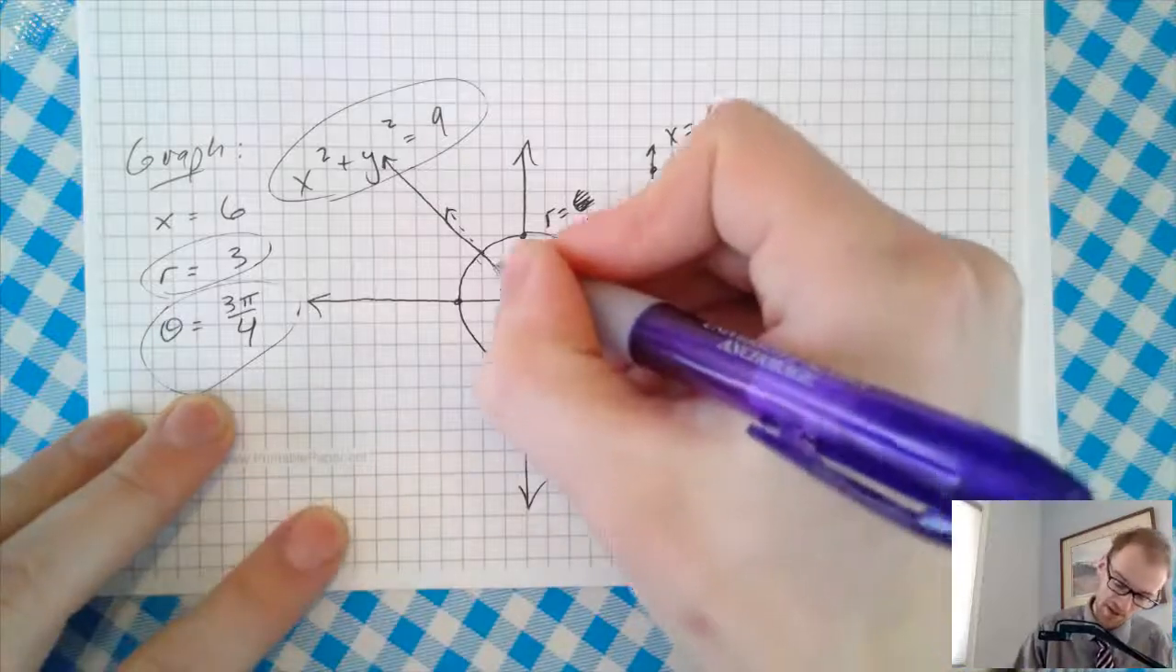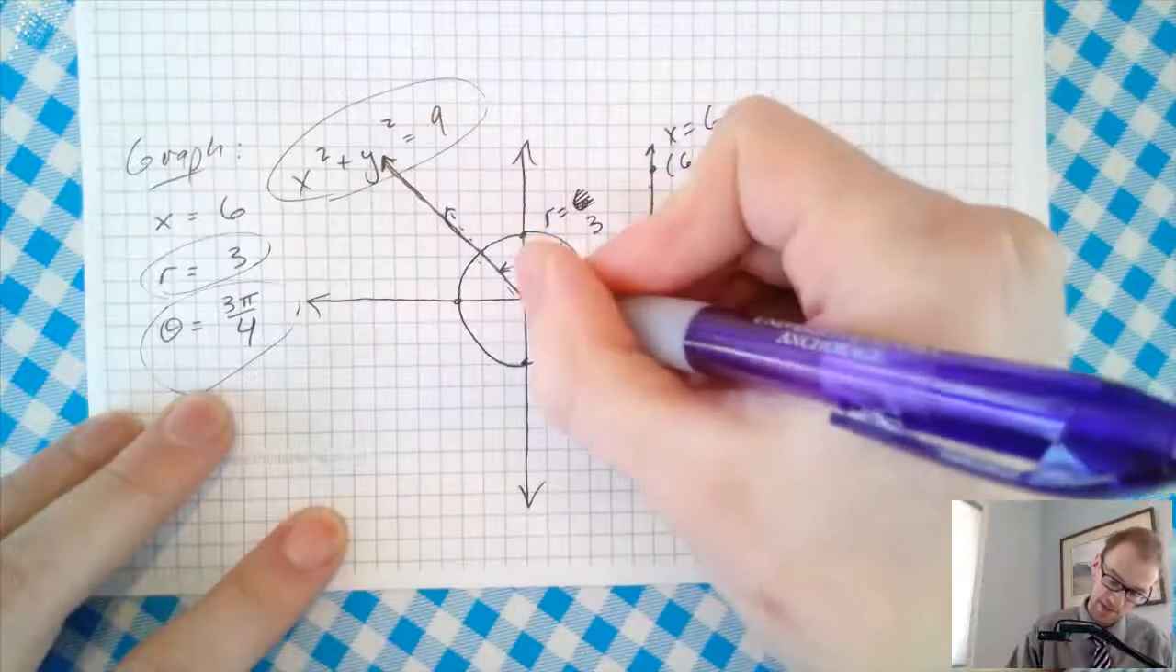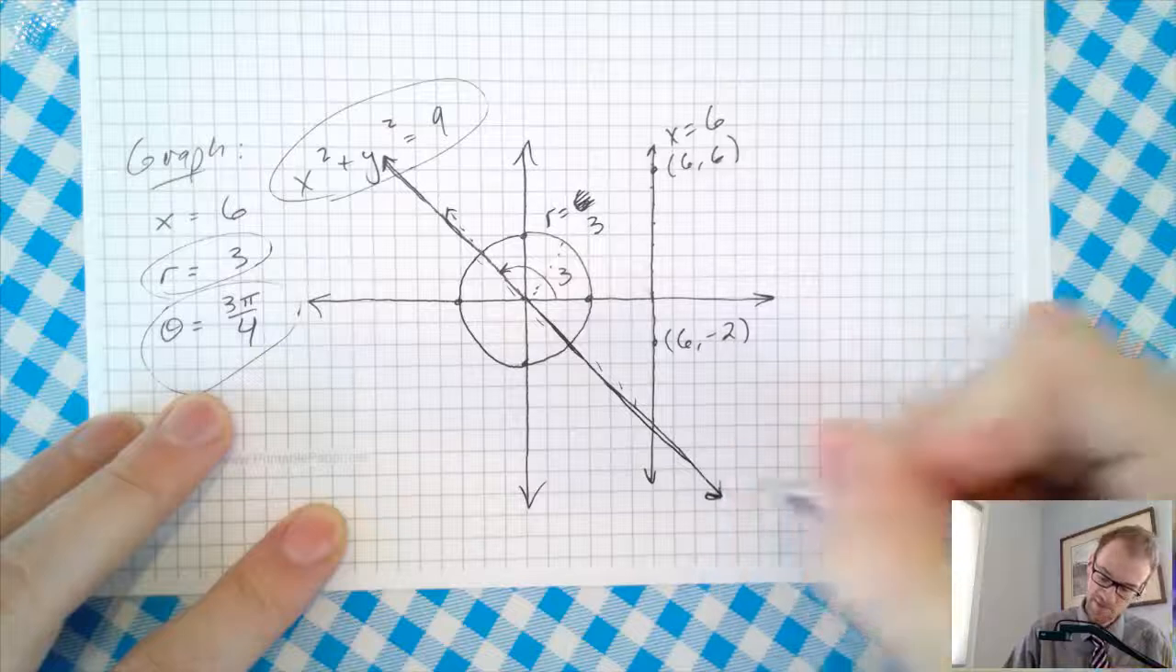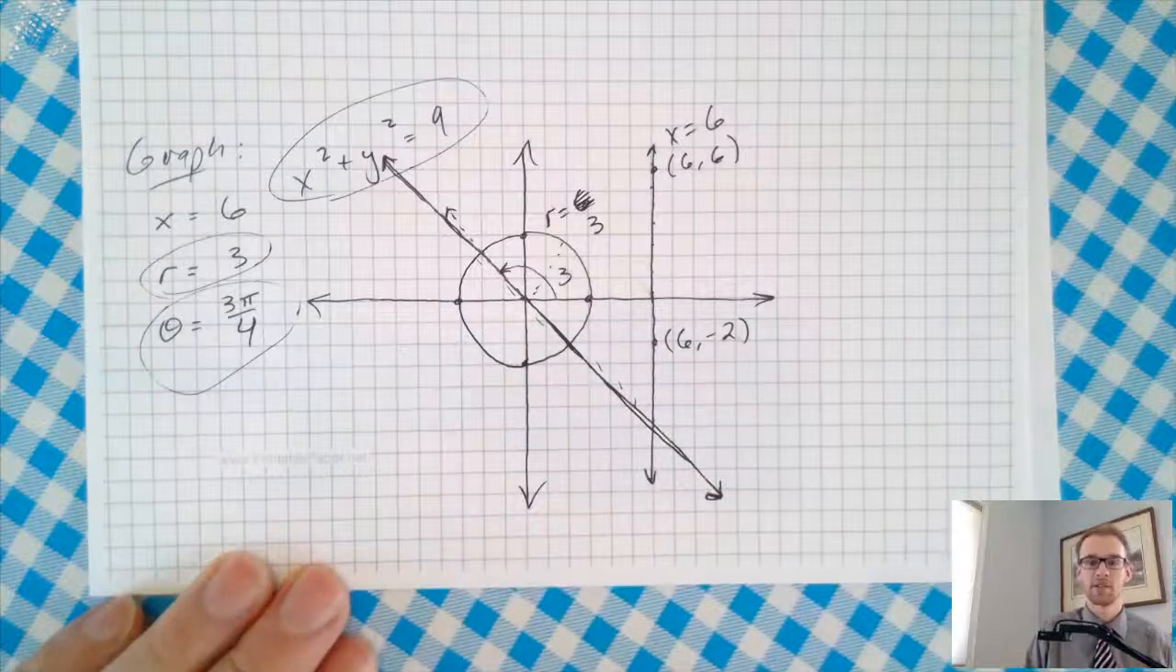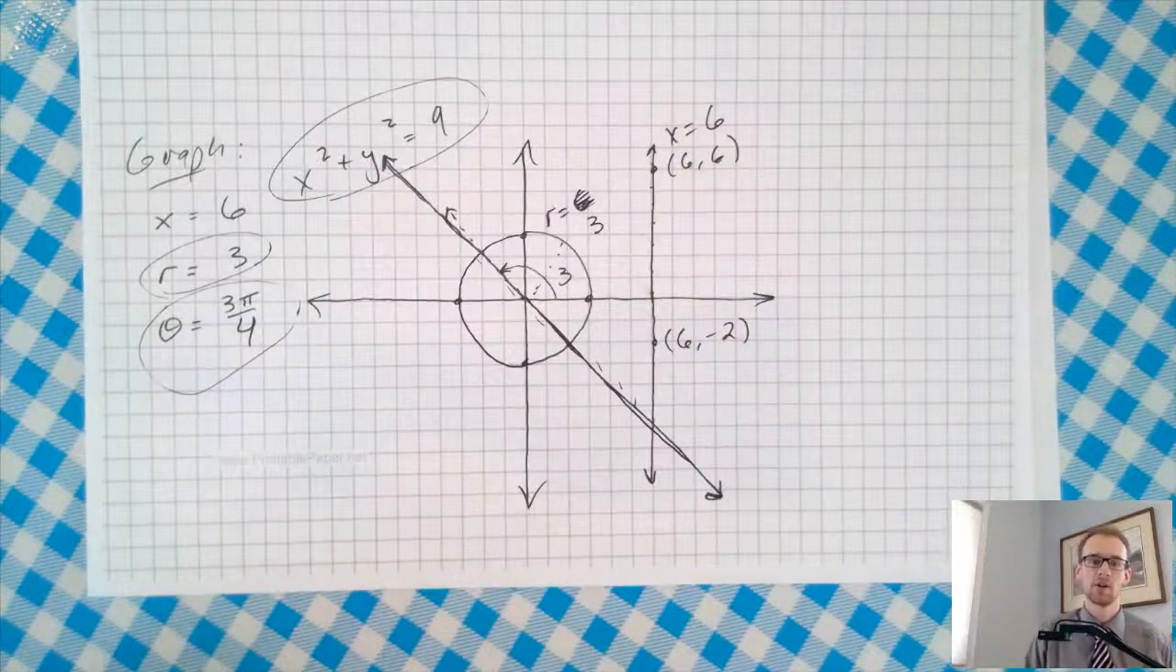This side has the positive r values. This side over here would have negative r values. Okay, so that's a little bit about why polar coordinates are useful. It gives us an easier way sometimes to graph things like circles and lines through the origin and a lot of other things. We'll get to graphing polar equations later on.